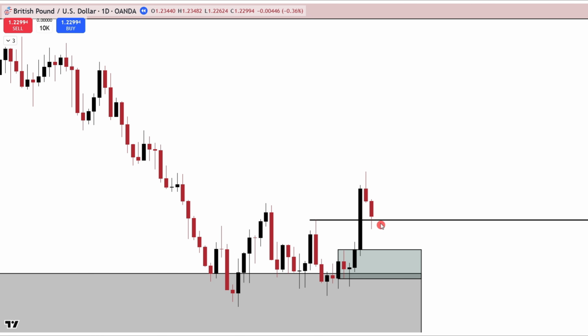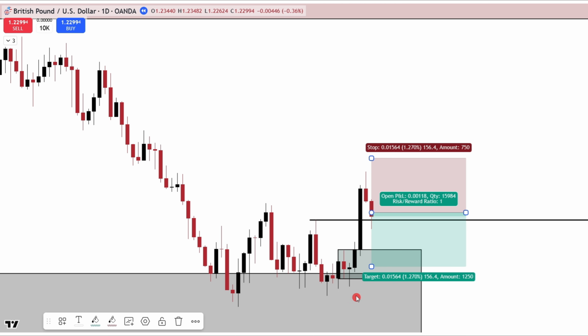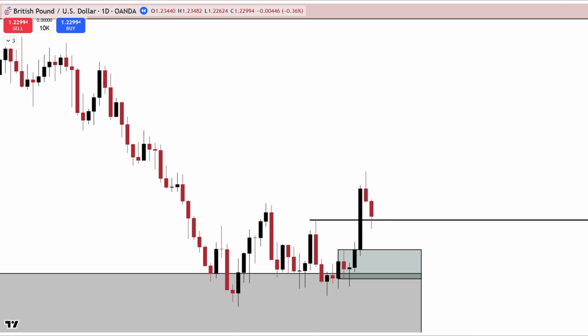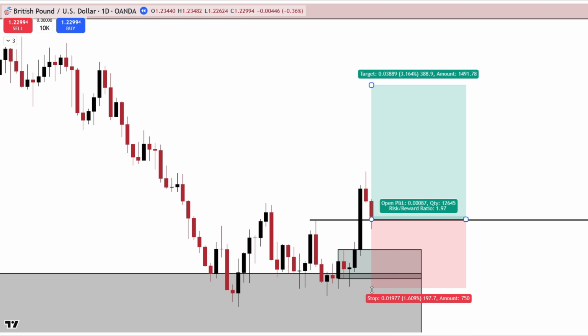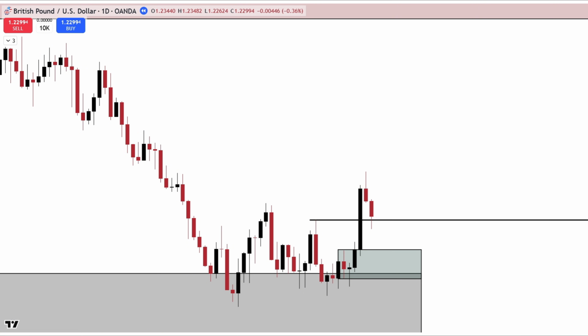What happened here? Price is rejecting. So when this happens, all you're simply doing is waiting. You're not jumping the gun. You're not saying, okay, I'm seeing a reaction right here, let me get in a buy right here. We're not doing that. We're waiting to buy price low.